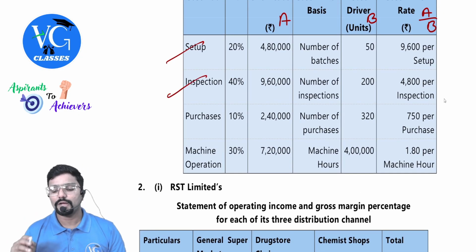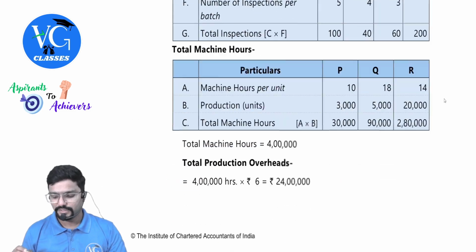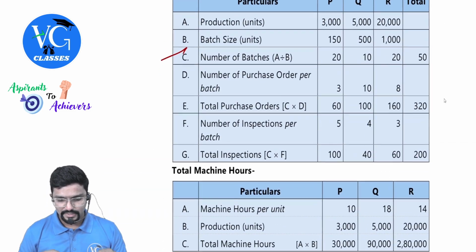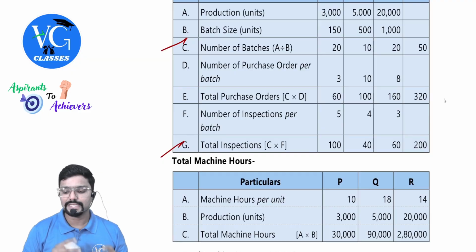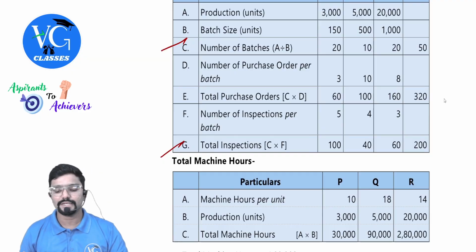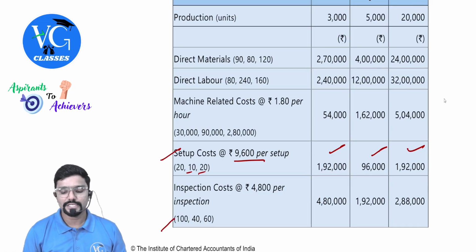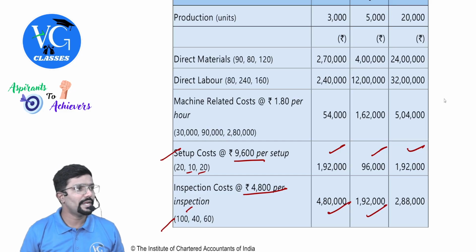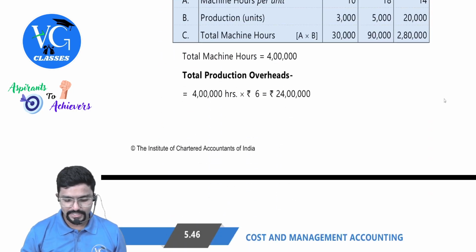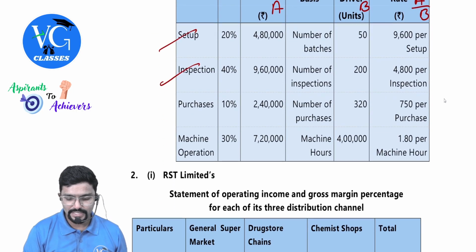Next what we have got is inspection. Per inspection how much? 4,800. Number of inspections are given here: 100, 40 and 60. So 4,800 into 100, 480. Into 40, 192. Into 60, 288. Okay, so next item is purchases.